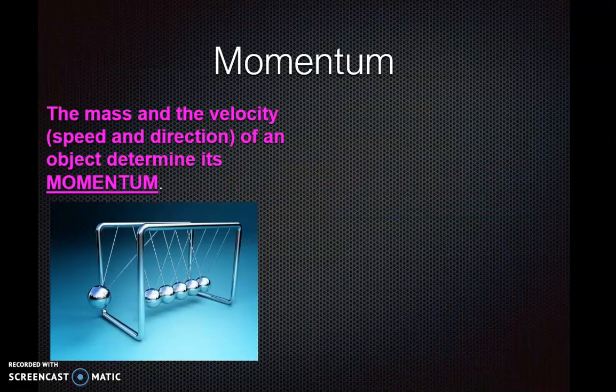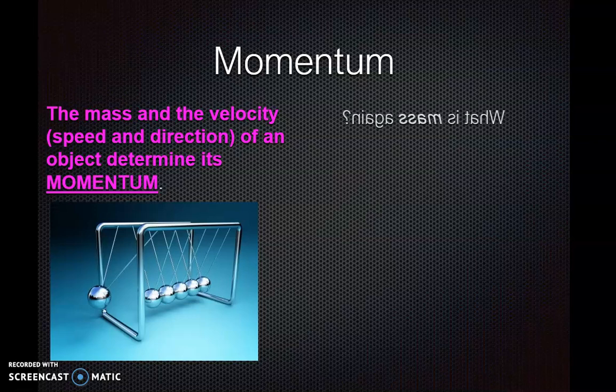Okay, now we're going to move on to momentum. Momentum is going to take velocity and acceleration and kind of combine them. So the mass and the velocity, again, velocity is speed and direction of an object, determines its momentum.